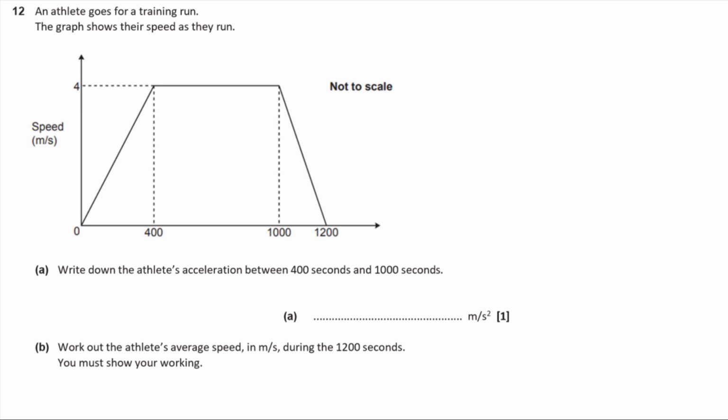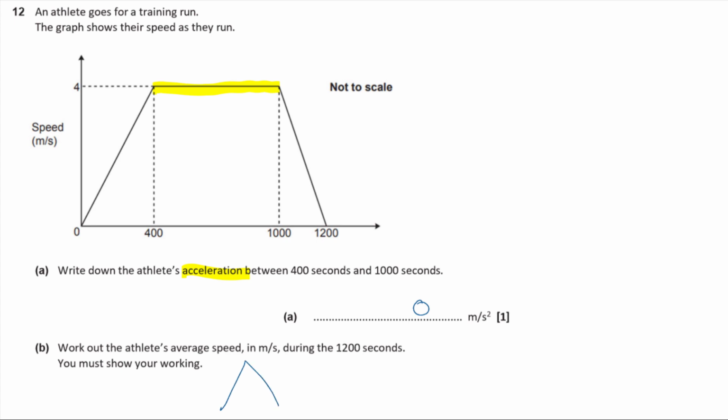Between 400 seconds and 1,000 seconds, what's the acceleration here? Well, acceleration is equivalent to the gradient of a speed time graph. Between 400 and 1,000, the line is flat, so the gradient is 0, and therefore there's no acceleration. So the answer is 0. Now it says work out the athlete's average speed in meters per second during the 1,200 seconds. You must show your working.